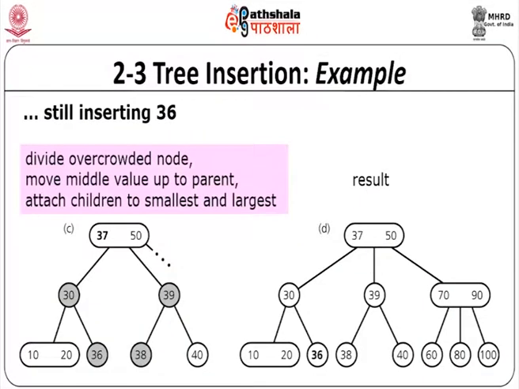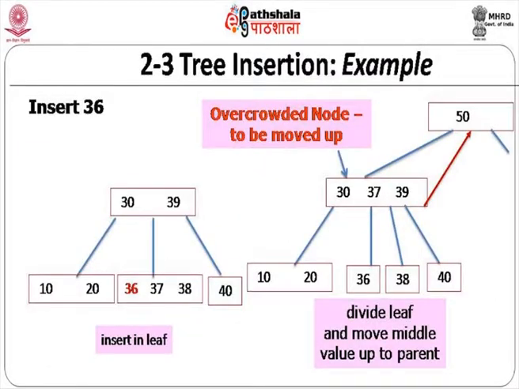So, that is what we have to do, it is overcrowded there. Okay. So, now you are still inserting 36. Now, when you insert 36, divide the overcrowded node and move the middle value to the parent and attach the children to the smallest and the largest. So, the result will be as shown there. So, let us just go up here. So, you have 36 there. So, what you have to do is you have to split 36 and 38, and what happens?